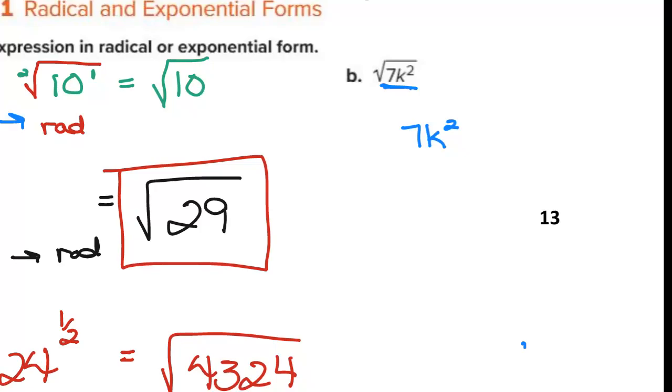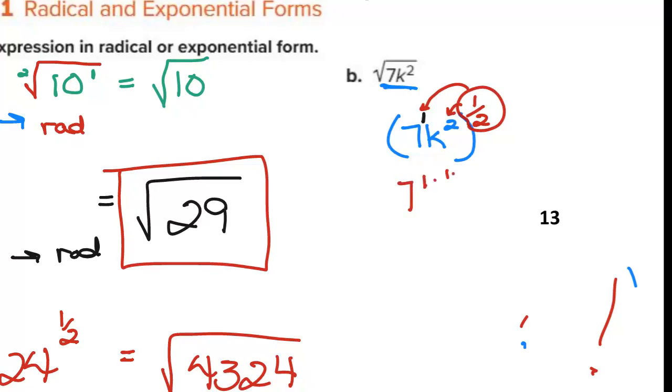Now, it's under the radical sign, so that means all of this is to the power of 1/2, because you just have the radical sign there. So then, to simplify that, we know we would have to multiply this by every exponent on the inside of that parentheses, right? So the 7 has no exponent, put a 1 on it. And this would become 7 to the 1 times 1/2, and k to the 2 times 1/2.